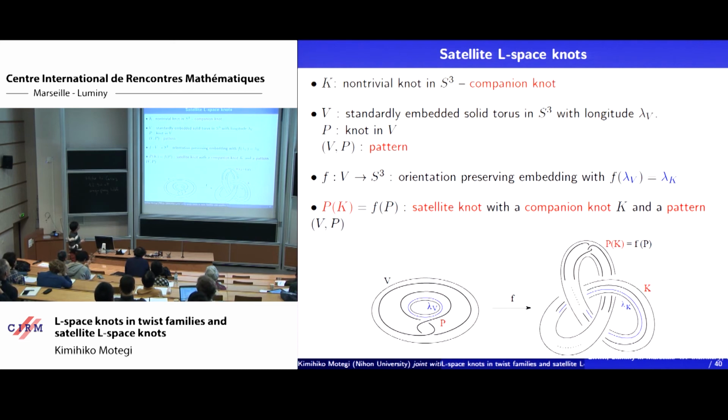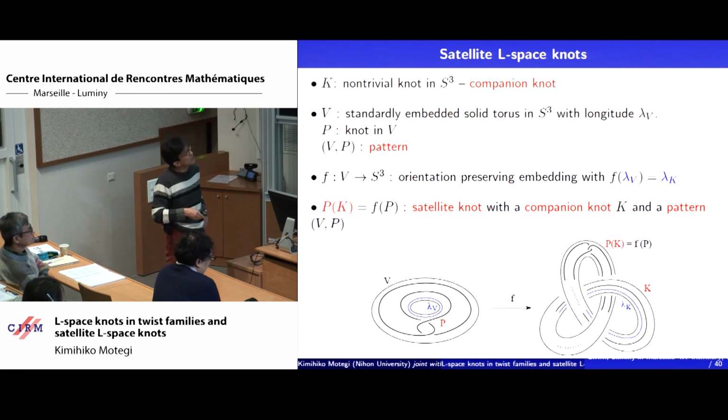And take an orientation-preserving embedding f from V into S^3, which sends the longitude of V to the preferred longitude of K. We often call such an embedding a faithful embedding. Then the image of P by this f, denoted by P(K), is a satellite knot with companion knot K. In this case, K is a trefoil knot, and the pattern is (V, P) here. And in this example, the resulting satellite knot is a Whitehead double of the trefoil knot.